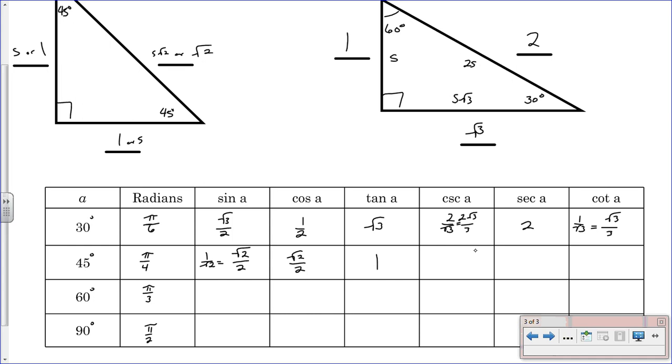So it's opposite over adjacent. What's the cosecant? That's just going to be square root of 2. Secant, also square root of 2. Cotangent, that's going to be 1 again.